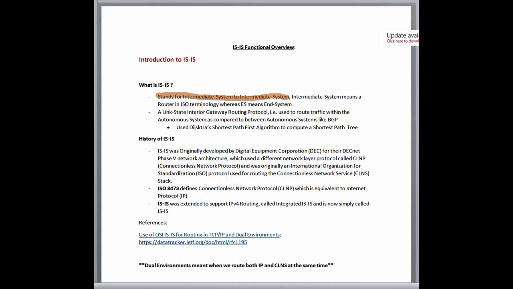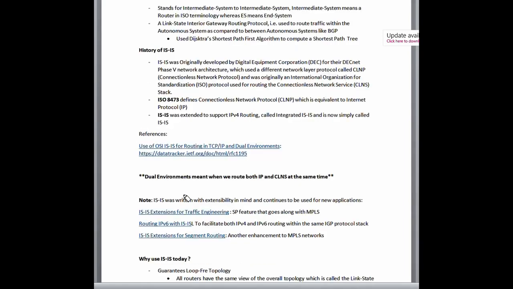TCP/IP and dual environments. ISIS was developed and written with extensibility in mind and continues to be used for new applications. For example, it has inbuilt support for routing IPv6, and it has ISIS extensions for segment routing and traffic engineering. And if you check any of Cisco's recent developments, for example OTV, ACI, FabricPath, all of these recent technologies use ISIS as the underlay routing protocol or as a transport.